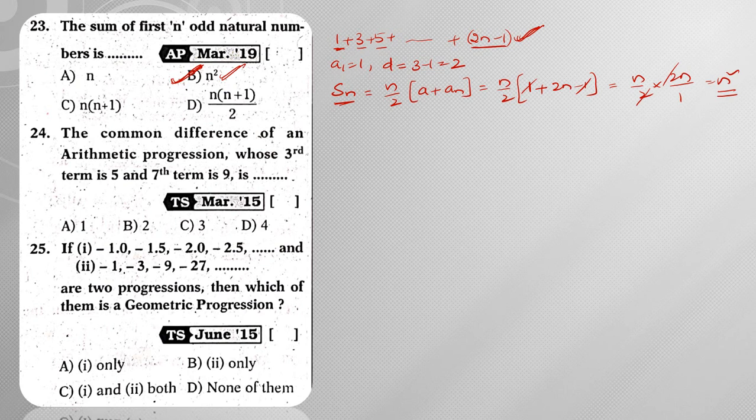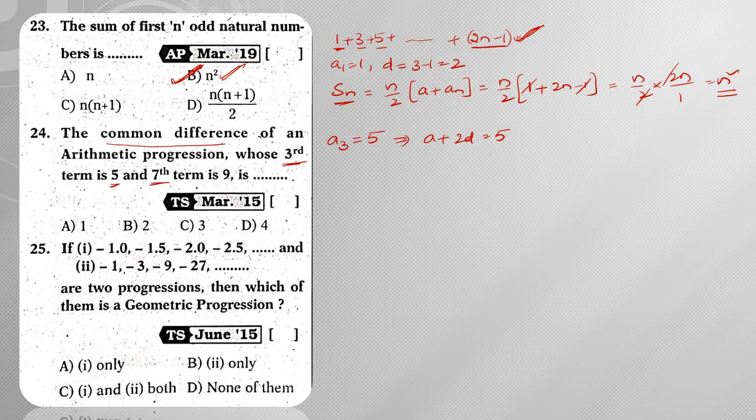Next, the common difference of an arithmetic progression. It is asking you to find the common difference, whose third term is 5. Third term is 5 means a3 is equal to 5. Whenever you know a3 is equal to 5, you can write a plus 2d is equal to 5.